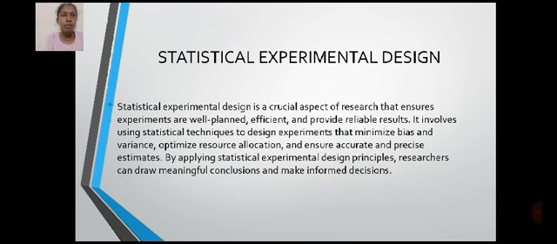And the last type of experimental design is statistical experimental design. This is a crucial aspect of research that ensures experiments are well planned, efficient, and provide reliable results. It involves using statistical techniques to design experiments that minimize bias and variance, optimize resource allocation, and ensure accurate and precise estimates by applying statistical experimental design principles.